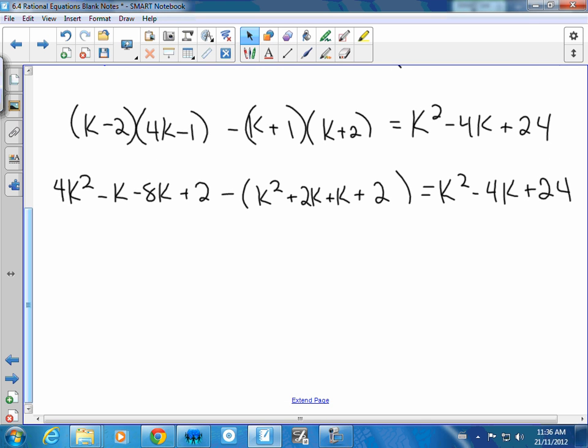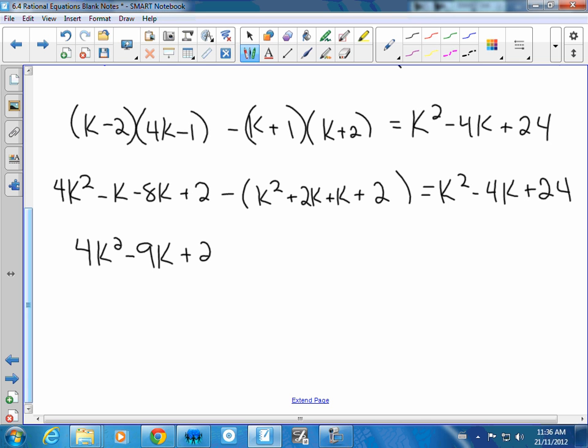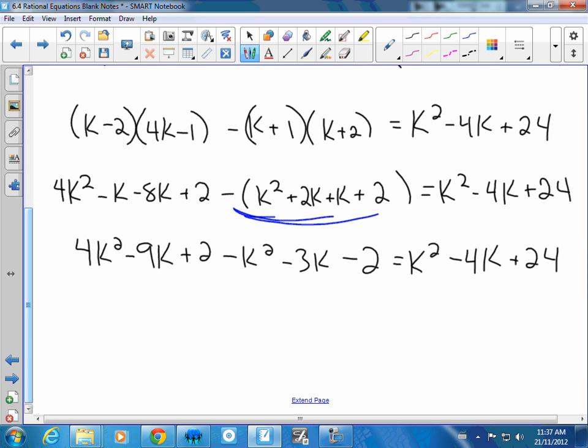Okay, so let's do this next line. 4k squared, what's negative k minus 8k, plus 2. Now, careful on this one. Basically, what I'm going to do is distribute, right? So negative k squared. Now, what's 2k plus k? 3k, and then it becomes negative, right? So negative 3k. The positive 2 now becomes negative 2, equals k squared minus 4k plus 24. It's a lot of junk on the board, right? You've got to really be careful. Okay, we're going to do that, right?